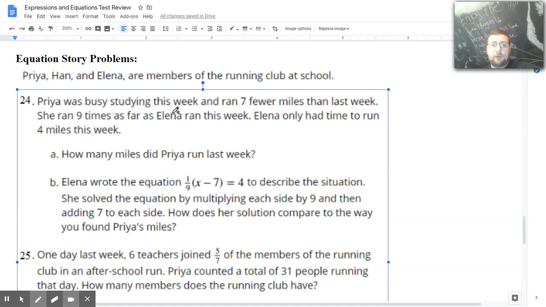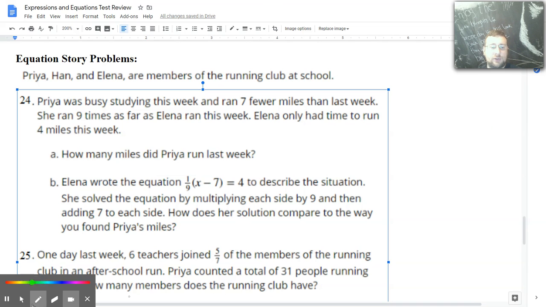solve it. So Priya was busy studying this week and she ran for 7 fewer miles than last week, but she also ran 9 times as far as Elena ran this week, right? And Elena only had time to run 4 miles this week, right? And so how can we solve this problem? And there are multiple ways to think about how to solve this problem.